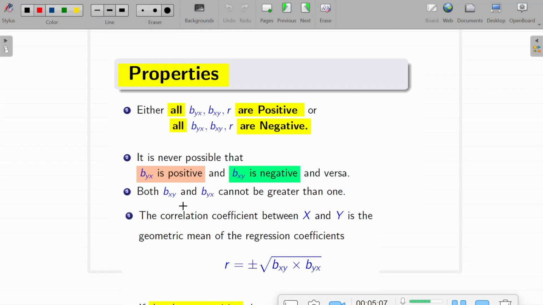Also, one more thing: the regression coefficients cannot both be greater than 1, because we have the property that the correlation coefficient is nothing but plus or minus the square root of bxy into byx, and we know the maximum value of the correlation coefficient is 1, right?